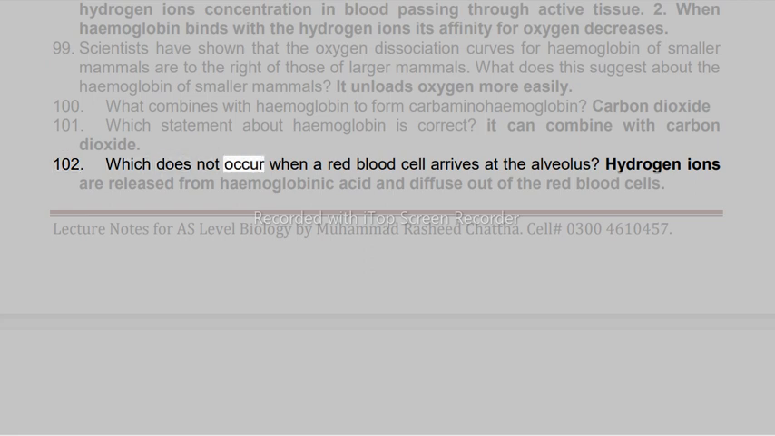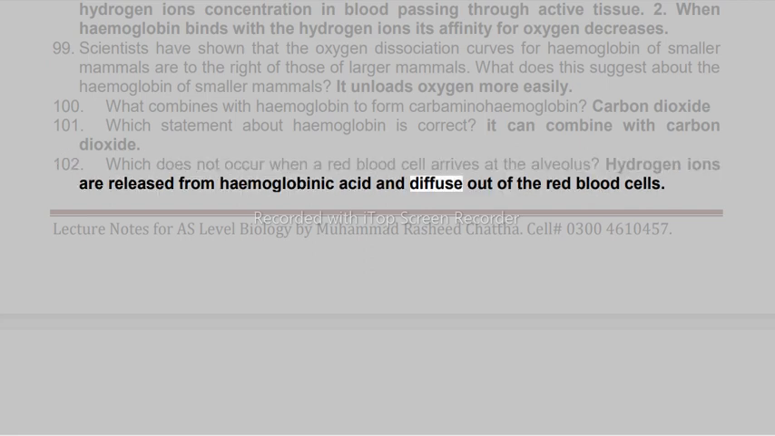102. Which does not occur when a red blood cell arrives at the alveolus? Hydrogen ions are released from hemoglobinic acid and diffuse out of the red blood cells.